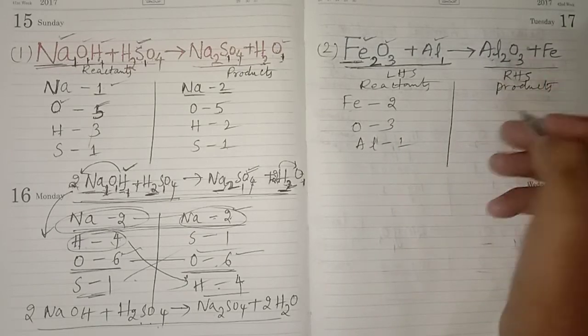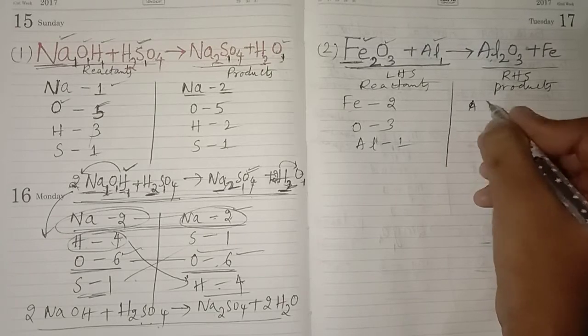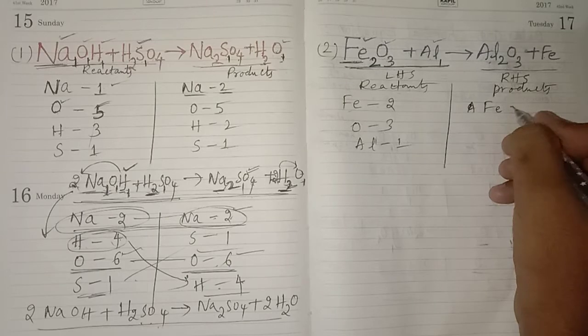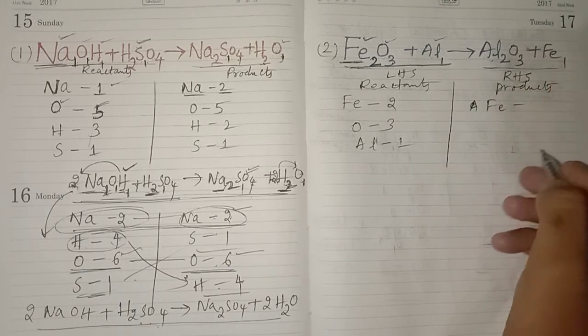Now once you check the number of atoms at the products, first of all we need to consider the order here. Fe, so we are going to consider Fe here. If there is no value, we have to consider 1.